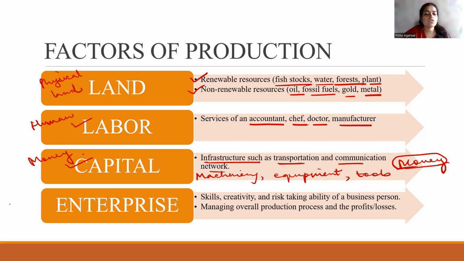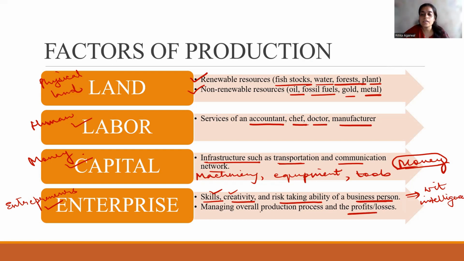Enterprise is the last one. We can also consider it as entrepreneurs. So enterprise includes skills, creativity, risk-taking ability of a business person. These are the functions of the entrepreneurs that we are talking about. An entrepreneur is basically a person who delves into ideas of creativity, who has skills, wit, and intelligence, who knows how to form a business and how to gain profits from the business. So he will be the one managing the overall production process and the profits.